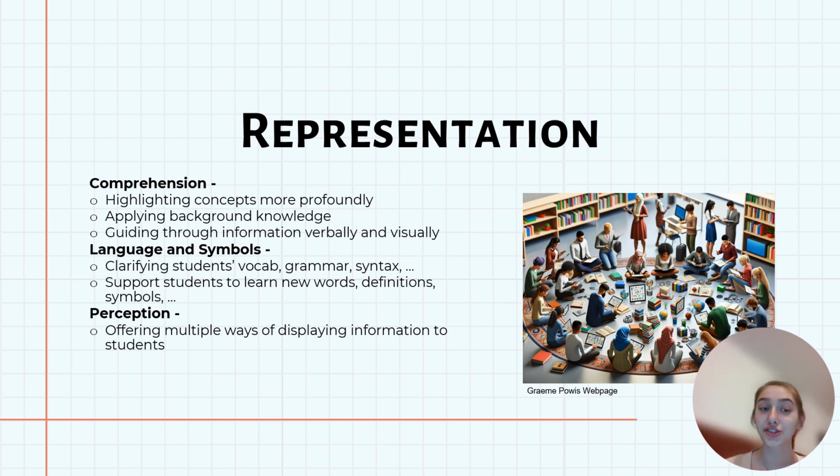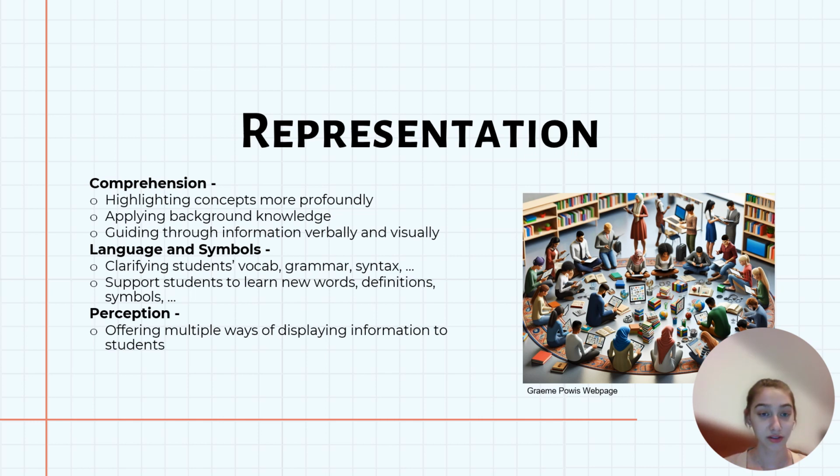For the comprehension, it's really highlighting the concepts more profoundly instead of just hitting on it and moving on right away to the next thing. Focus on it, question it, and use it and relate back to it throughout the school year. Apply the background knowledge of the students, because like I just had said, it keeps all the information going in your brain and stays with you and sticks with you.